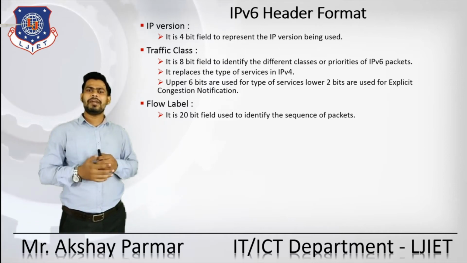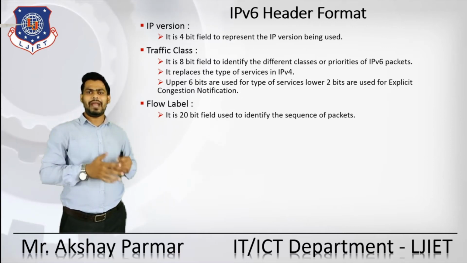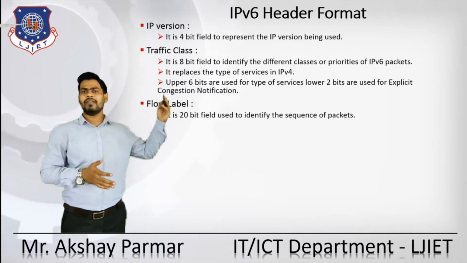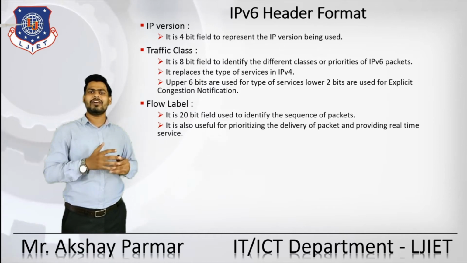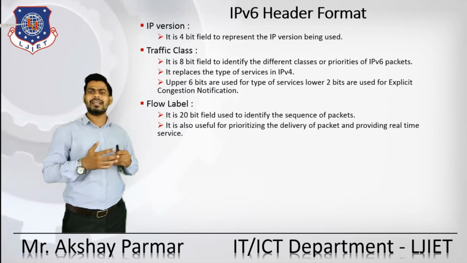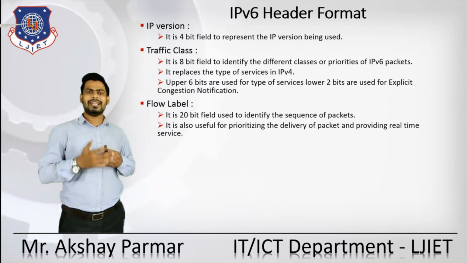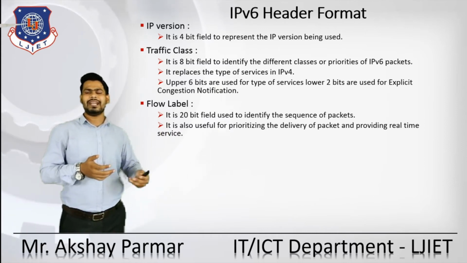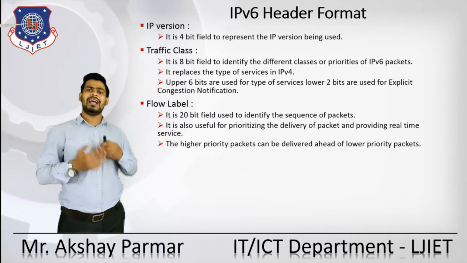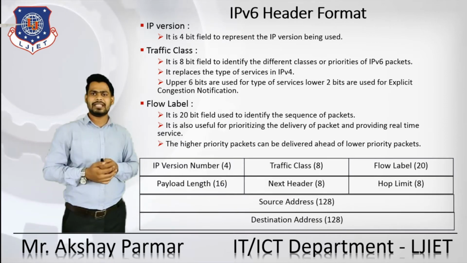It is a 20-bit field used to identify the sequence of the packets. The sequencing of packets can be handled with the help of that flow label. It is also useful for prioritizing the delivery of packets and providing real-time services. As we have observed, IPv6 provides video and audio calling and so on, so at that time we need real-time services. With the help of the flow label, we can get those services too. Higher priority packets can be delivered ahead of lower priority packets. That is obvious.